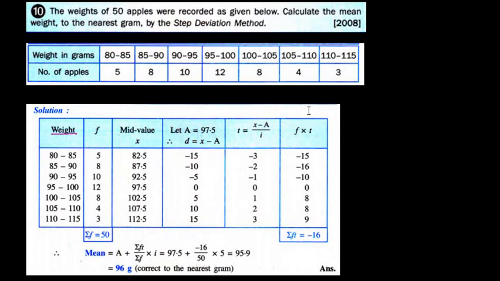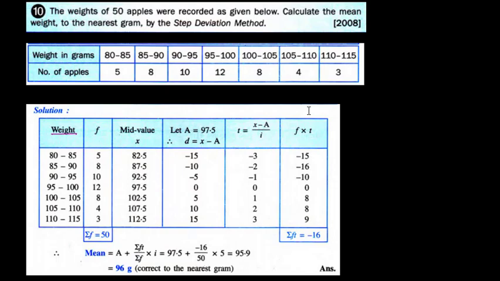We will find the mid value of this weight. Then from this we take an assumed value A, and the formula for D is x minus A. First we calculate the column for D, and as all are divisible by 5, we will make a column for T, and then F into T. Then we use the formula A plus summation of FT upon summation of F into I, which gives me the required result.